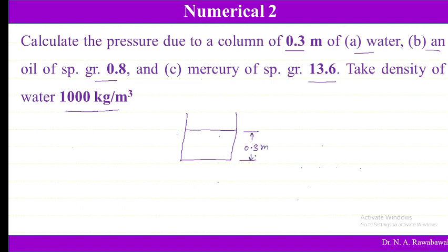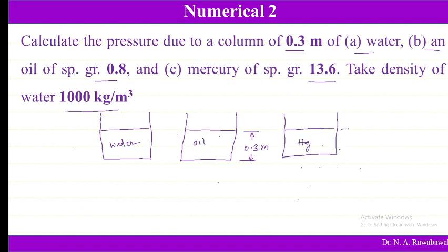So in this problem, he has given three types of fluids. In one container there is water, then in another container there is oil, and in the third container there is mercury, Hg. But the heights of these liquids filled are 0.3 meter each. So the pressure at the bottom we have to find out.